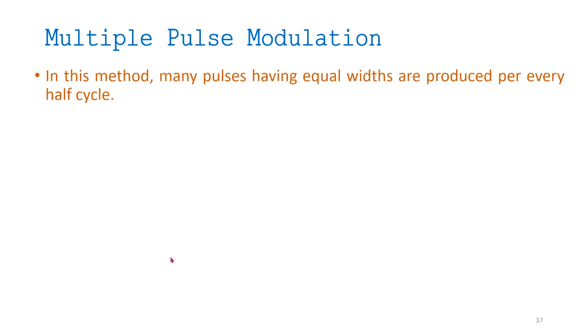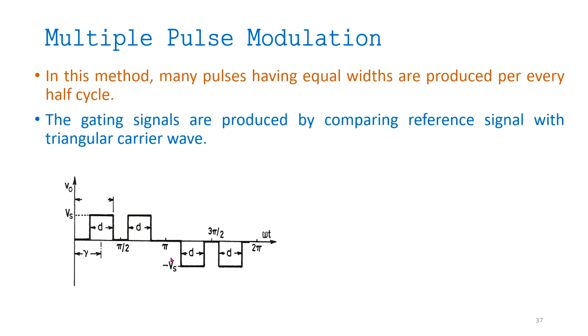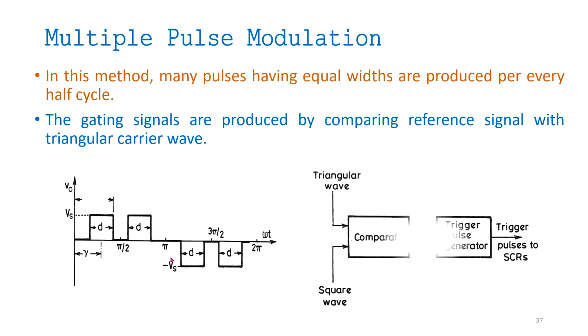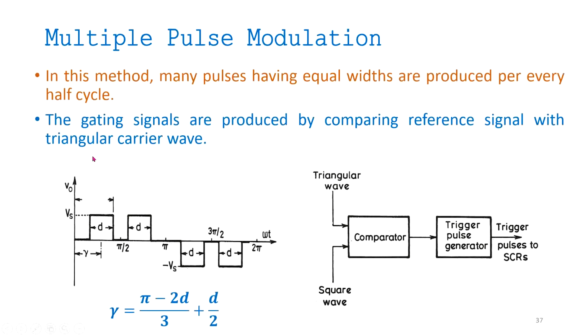So let's discuss multiple pulse modulation. In this method, many pulses having equal weights are produced for every cycle. This is an example. Gating signals are produced by comparing a reference signal with a triangular carrier wave. Okay, triangular carrier wave. This is your comparator. Then the triggering pulses. Let's see. This is what we have talked about in the previous slide.